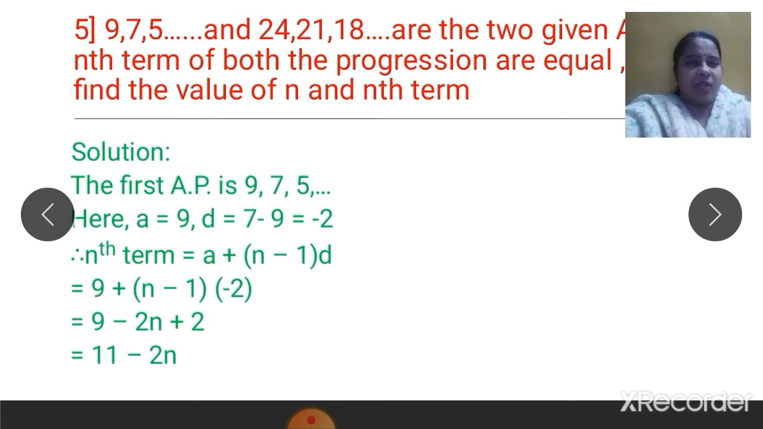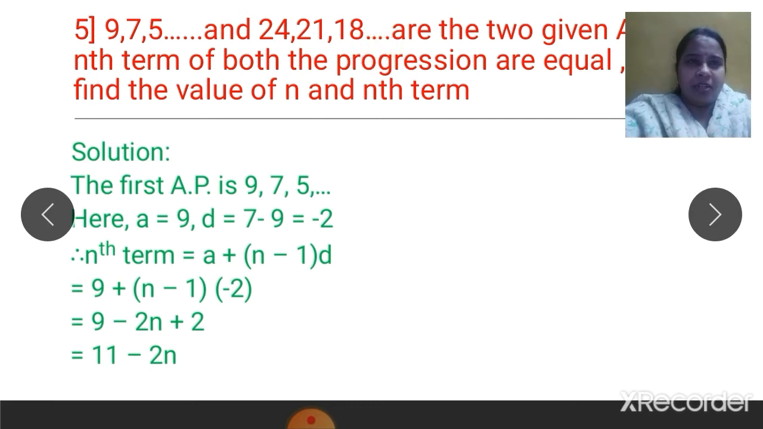Correct? So now see this. 9 plus 2, how much do we get? 11. 11 minus 2n. Do not substitute anything here. That is the nth term, so n will remain as n. So now for the first AP, that is 9, 7, 5 and so on, we have got the nth term as 11 minus 2n. Now exactly the same way, can you find the nth term for this AP?